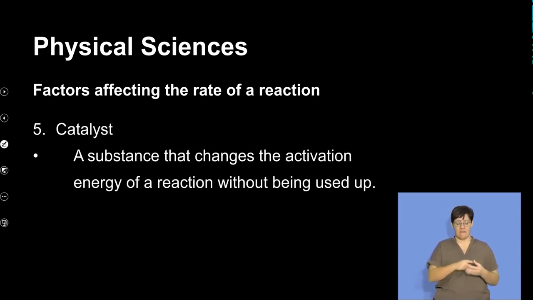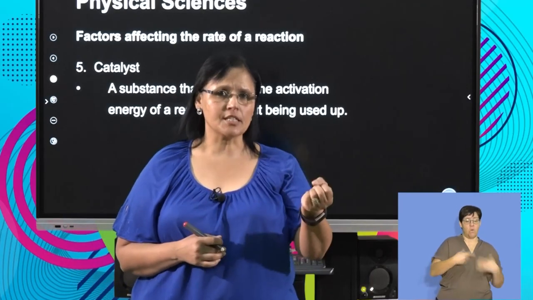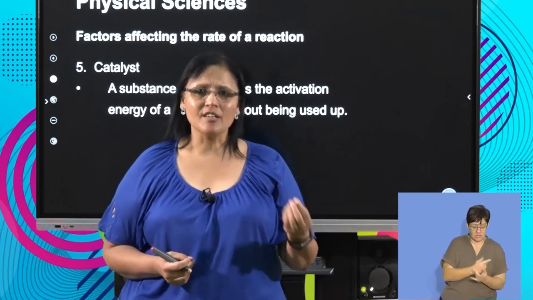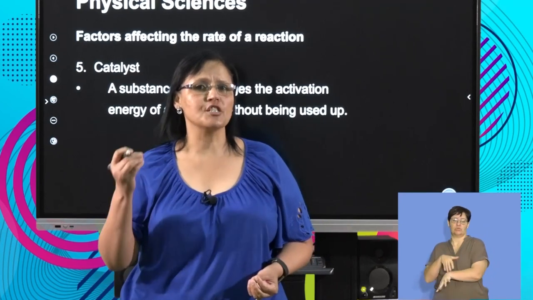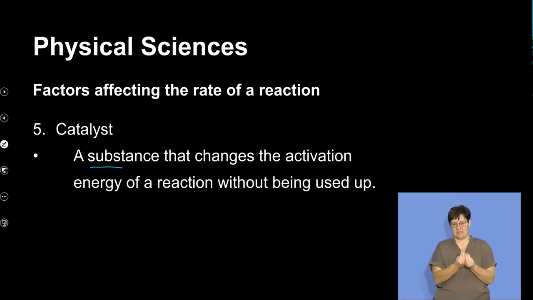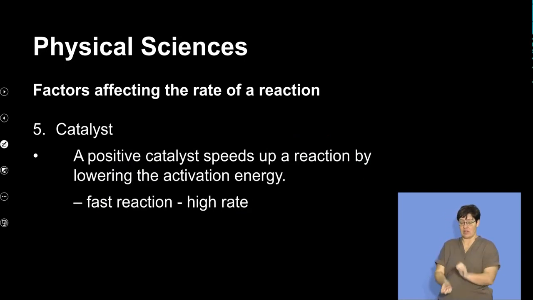Then catalyst. When we get to catalyst, firstly, I would like to say that a catalyst is a substance that can have a positive or a negative influence. It can make a reaction faster or it can make a reaction slower. So just to look at catalyst, a catalyst is a substance that changes the activation energy, and it is not used up during the process. So it does not take part in the reaction.